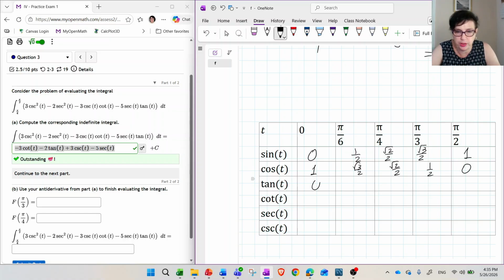0 divided by 1 is 0. Now here, both of these fractions have denominator of 2, which you don't care because it's going to cancel. So you just divide the numerators. This is going to become 1 over square root of 3. These two are the same, so that's just 1. Square root of 3 divided by 1 is square root of 3. And then 1 divided by 0 is undefined. So I'm just going to say it does not exist, D and E.